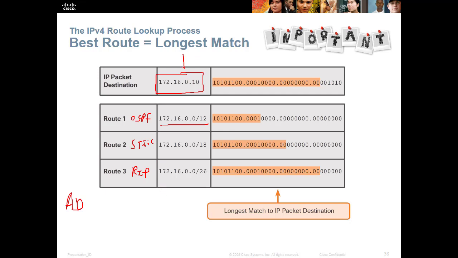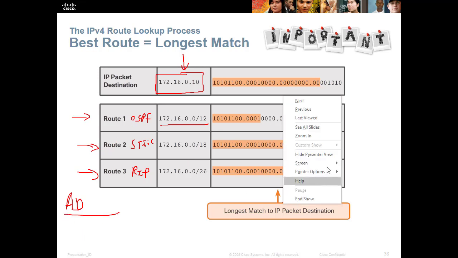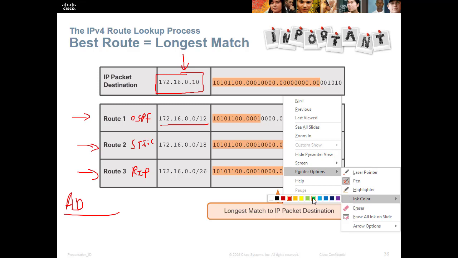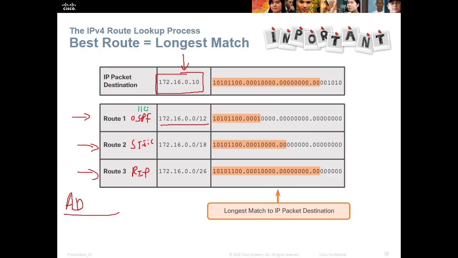So when I have traffic that needs to go to 172.16.0.10, and this traffic matches every single route, which one is used? And this is where we get this huge misconception that comes into play. People say administrative distance, OSPF has an administrative distance of 110. Static has an administrative distance of 1. RIP has an administrative distance of 120. And what I've always been taught, Justin, is lower is better.